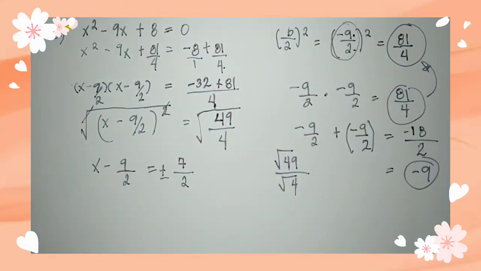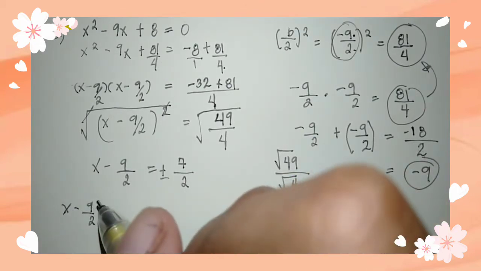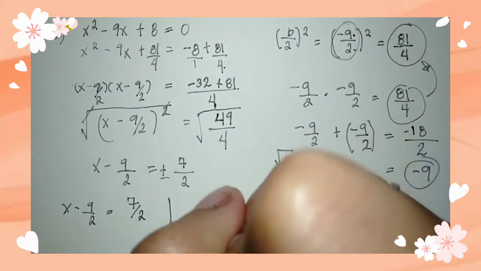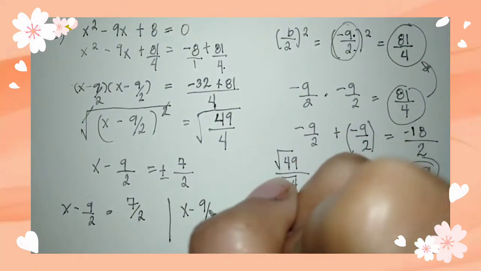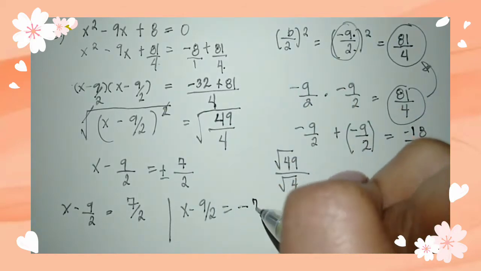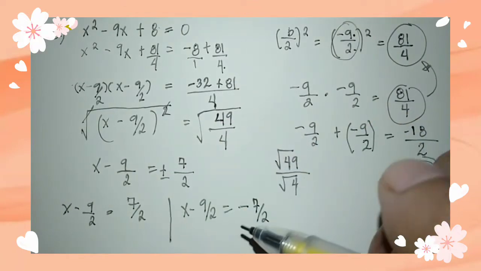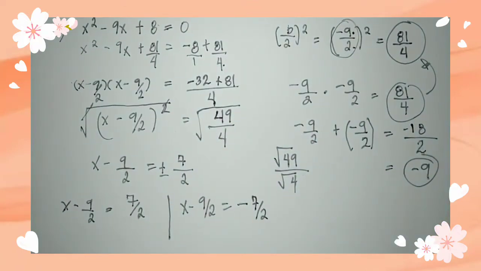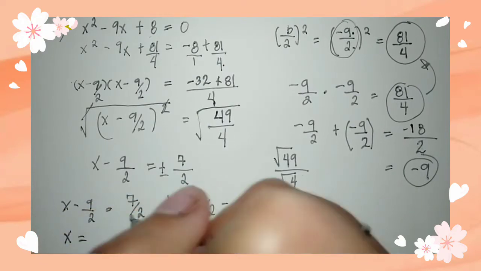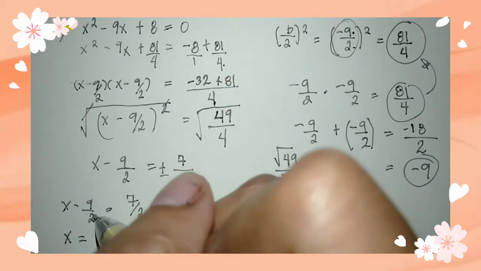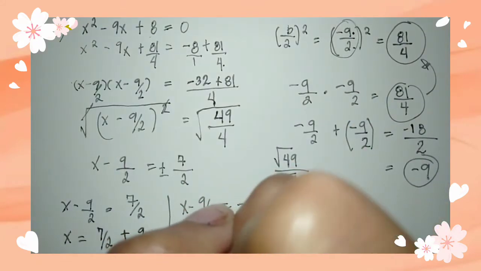The next step is to find the two solutions. Yung hanapin na natin si x. So, we have x minus 9 over 2 is equal to positive 7 over 2. And x minus 9 over 2 is equal to negative 7 over 2. Since pinaghiwalay natin si positive and negative, enable for us to find two solutions. So, we have x is equal to, copy lang natin si 7 over 2. And then, negative 9 over 2, it will become positive 9 over 2.